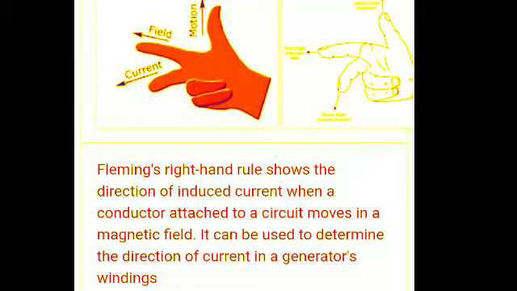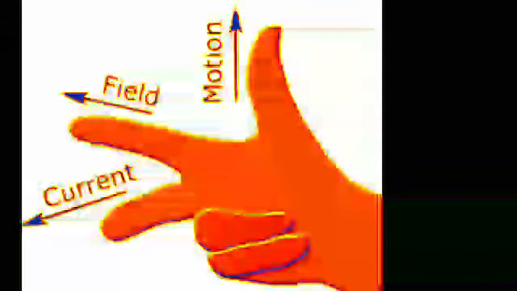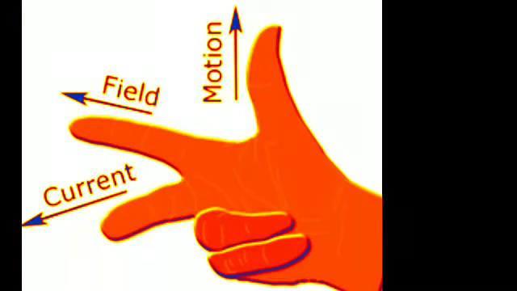Fleming's right hand rule shows the direction of induced current when a conductor attached to a circuit moves in a magnetic field. It can be used to determine the direction of current in a generator's winding. When will the induced current in the electrical conductor or coil be maximum? It will be maximum when the direction of motion of the electric conductor is perpendicular to the magnetic field.